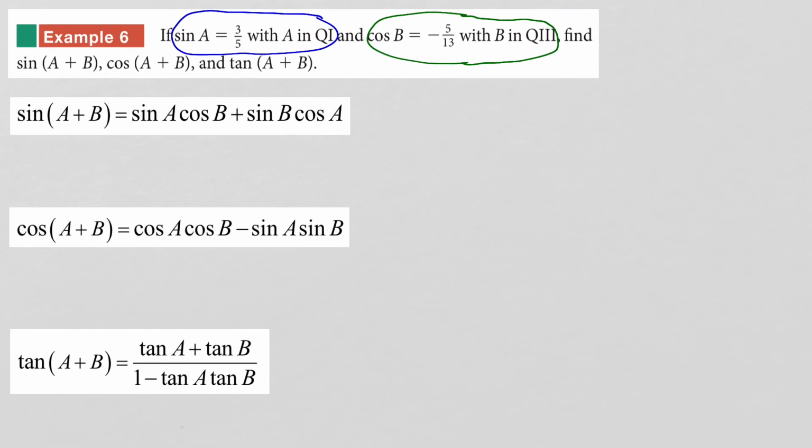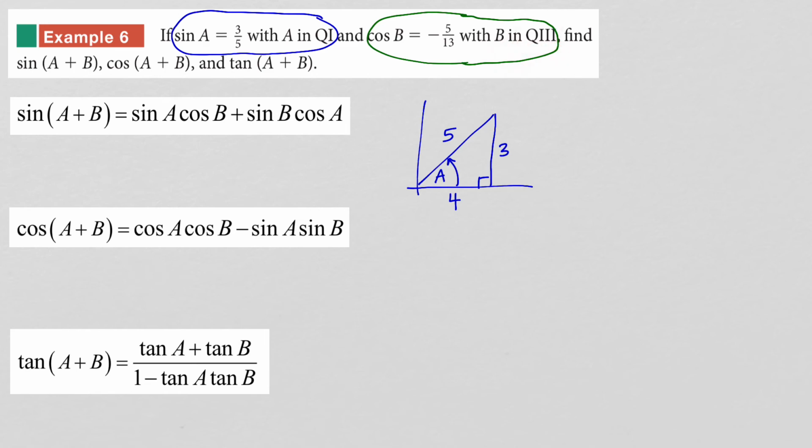So for angle A, we know that angle A is in the first quadrant. So if I draw a picture of that, the picture would look something like this. So this is angle A. And we know that the sine of angle A is 3 over 5, which means the opposite side would be 3 and the hypotenuse would be 5. And because this is a special triangle, it's the 3, 4, 5 right triangle, we know that the missing side here would be 4.